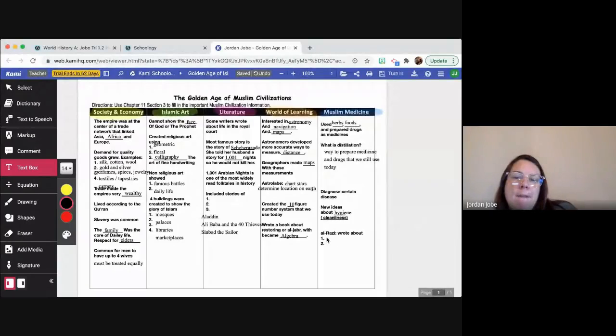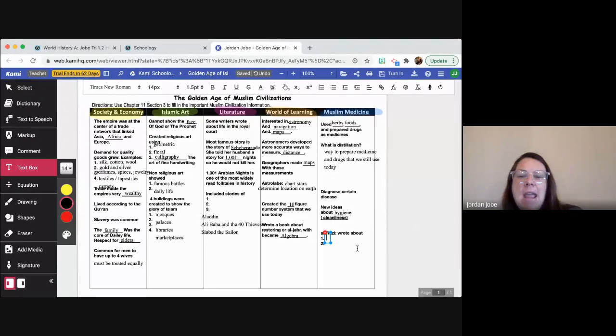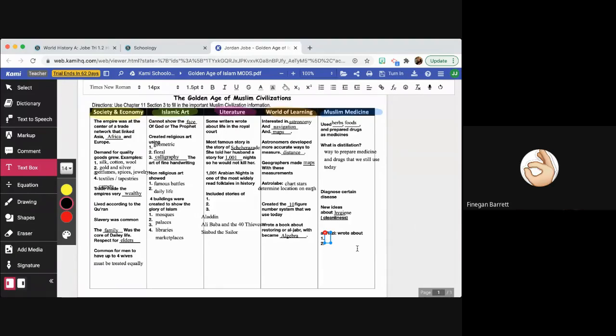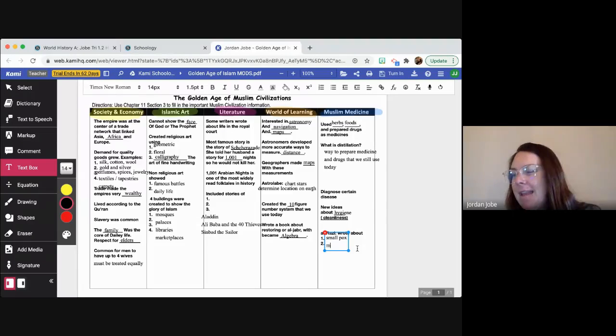And then finally, we have a doctor who wrote about what 2 major diseases that we were able to create vaccines for that we now don't have to worry about. Smallpox and measles. Yeah, smallpox and the measles.